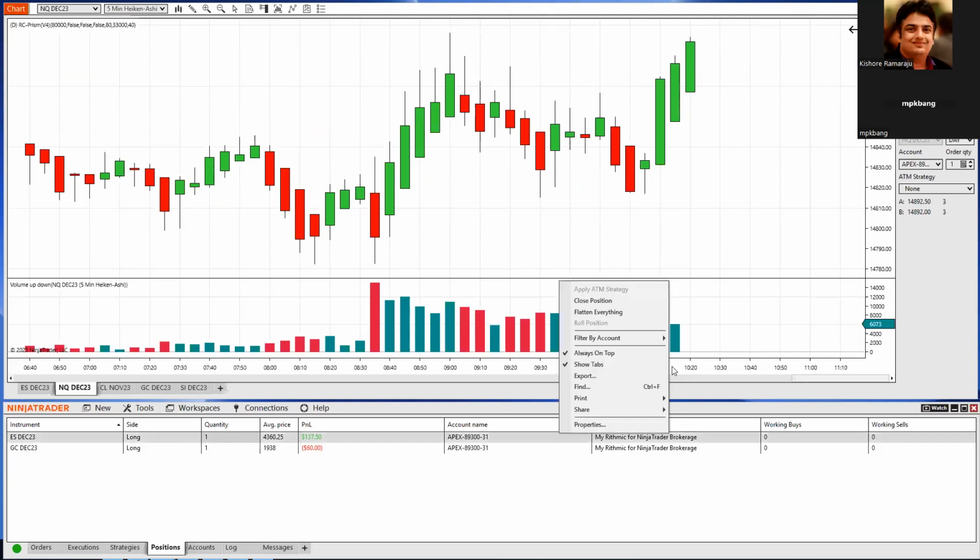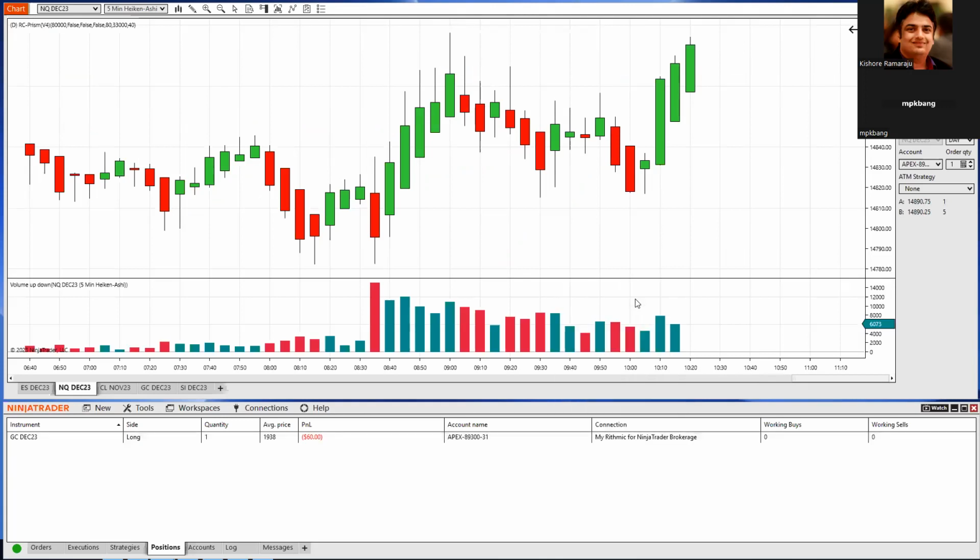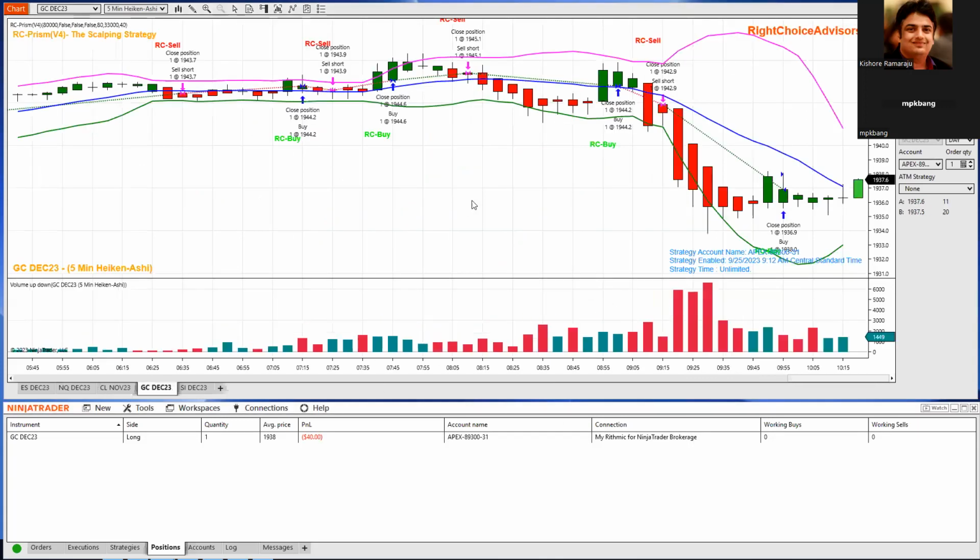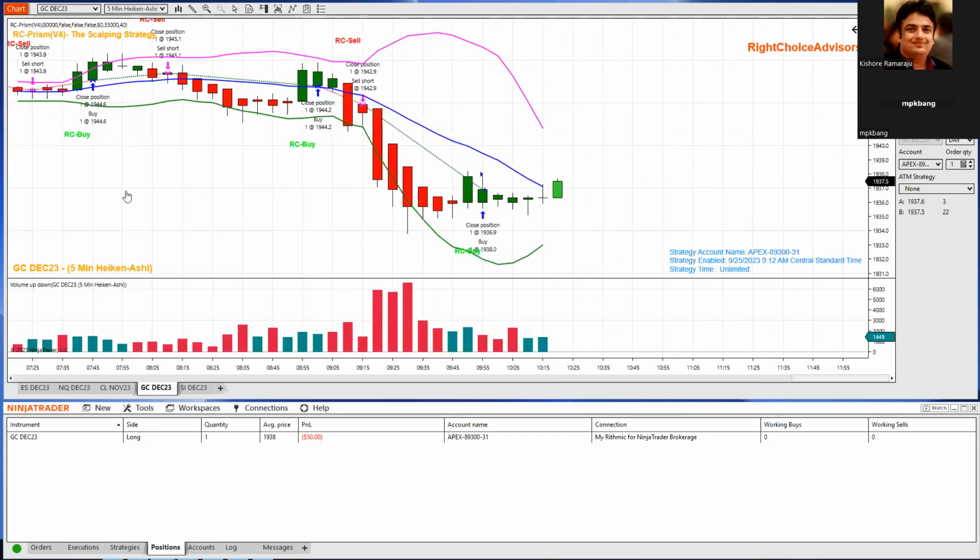Light green represents it is turning bullish, mild bullish. Dark green means complete bullish. Light red means mild bearish. Dark red means completely bearish.